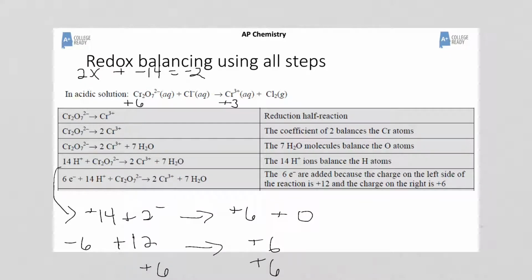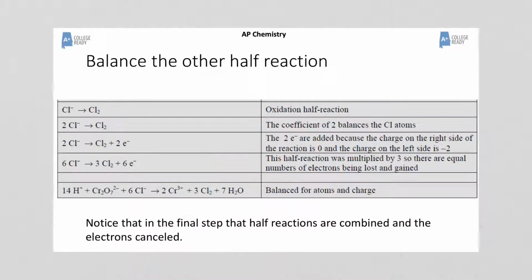Now we're going to move on to the other half, which involves the chlorine. So you've got Cl minus going to Cl2. Again, the first step, balance atoms other than oxygen and hydrogen. So we've added a 2 in front of that chloride ion. Notice there's no oxygen, so we don't need to balance with water, which means we don't need to worry about the H plus. We can go straight to the electron step.